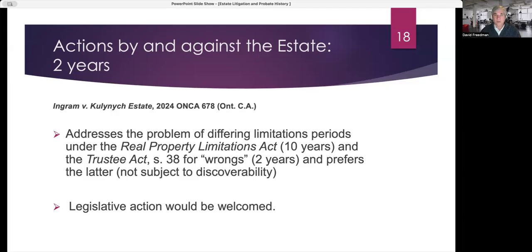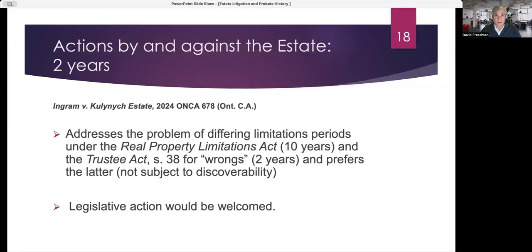Land is dealt with differently than other assets for lots of reasons. When the new Limitations Act, 2002, came into effect, part of the old Limitations Act dealing with land was hived off, and a new statute was created called the Real Property Limitations Act. And under that statute, there is a 10-year limitations period in respect of land. So what do you do in respect of estates?